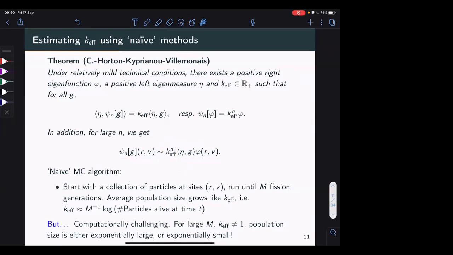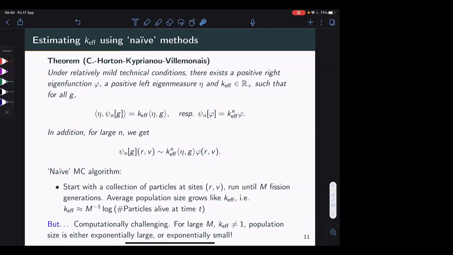So naive Monte Carlo just says, start with all these particles. I want to compute k effective. So I run my system, look at the number of particles alive at time t, take the log, and divide by m. That washes away this stuff, and I'm just left with k effective.